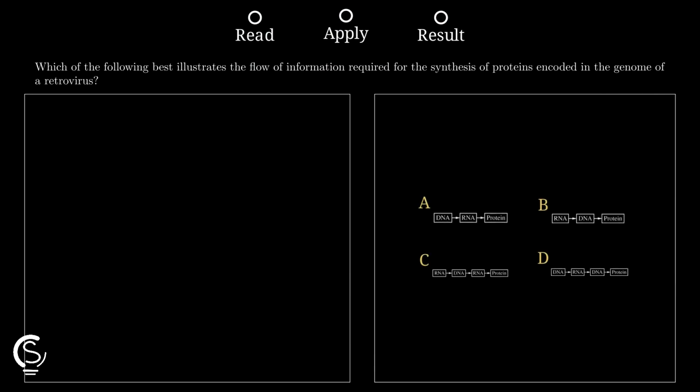Retroviruses start with an RNA genome, and that matters immediately because the question asks for information flow, so first lock in that the viral genetic material is RNA, not DNA. After infecting a host cell, the virus uses reverse transcriptase to make DNA from its RNA, so the information flow flips the usual direction before protein synthesis can continue.